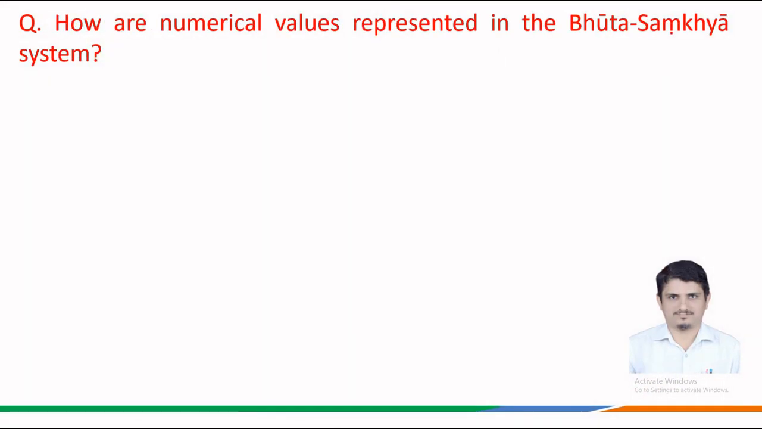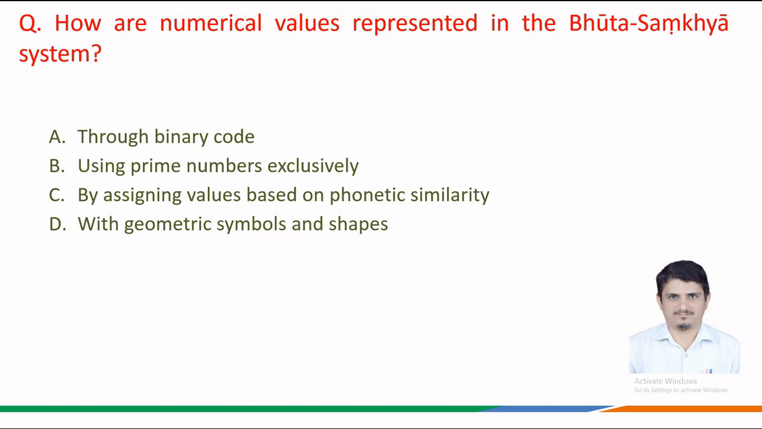Next question is, how are numerical values represented in the Bhut Sankhya system? The given options are option A, through binary code, B, using prime numbers exclusively, C, by assigning values based on phonetic similarity, option D, with geometric symbols and shapes.